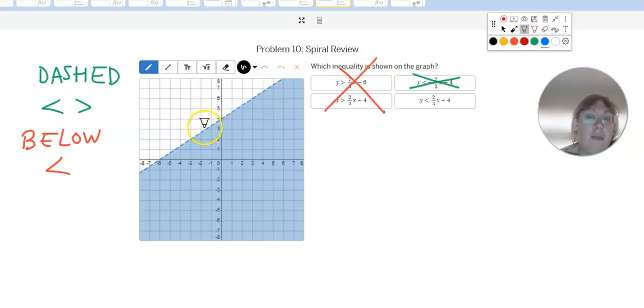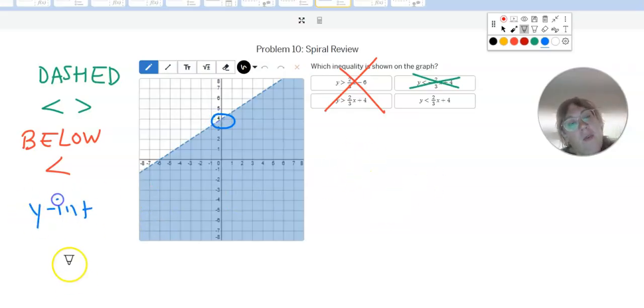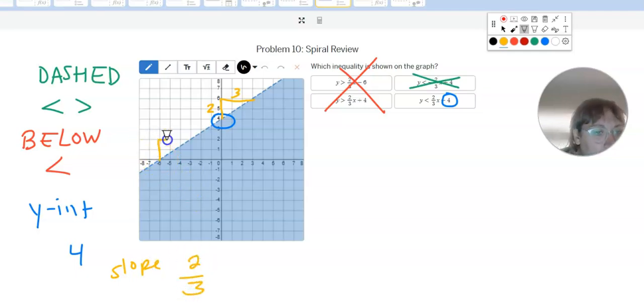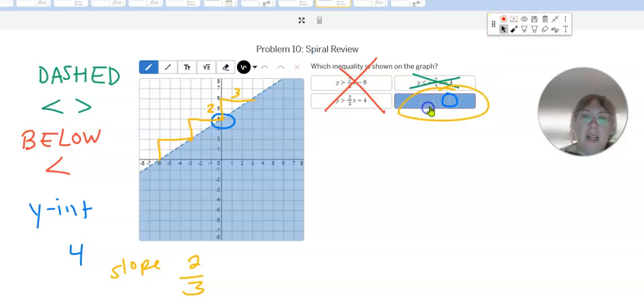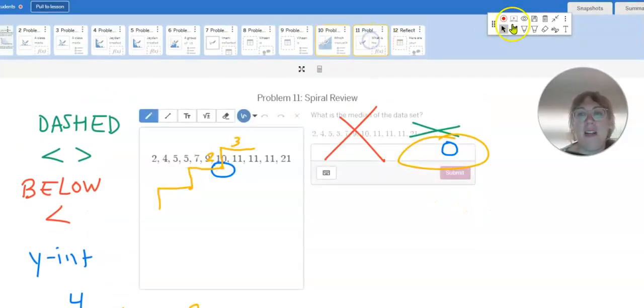And then if we look at the information we have, we see our y-intercept is 4, and we see that right here. We also see our slope is up 2 and over 3. Right? We can see we're going up 2, over 3, up 2, over 3. So that one works. Y is less than 2/3 x plus 4. Beautiful. Nice job, y'all. Last one here.